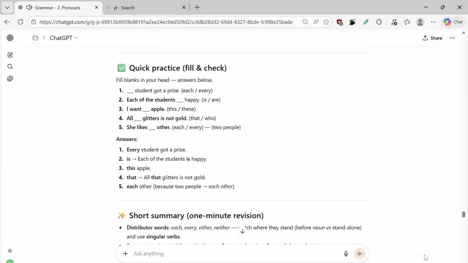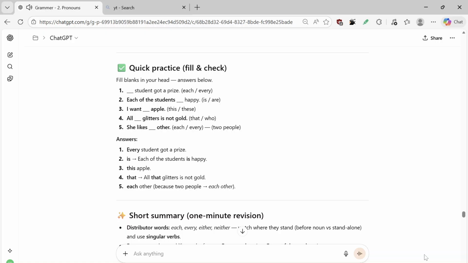Quick practice, fill and check. Fill the blanks in your head; answers below. 1, blank student got a prize: each or every. 2, each of the students blank happy: is or are. 3, I want blank apple: this or these. 4, all blank glitters is not gold: that or who. 5, she likes each blank other: each or evil.